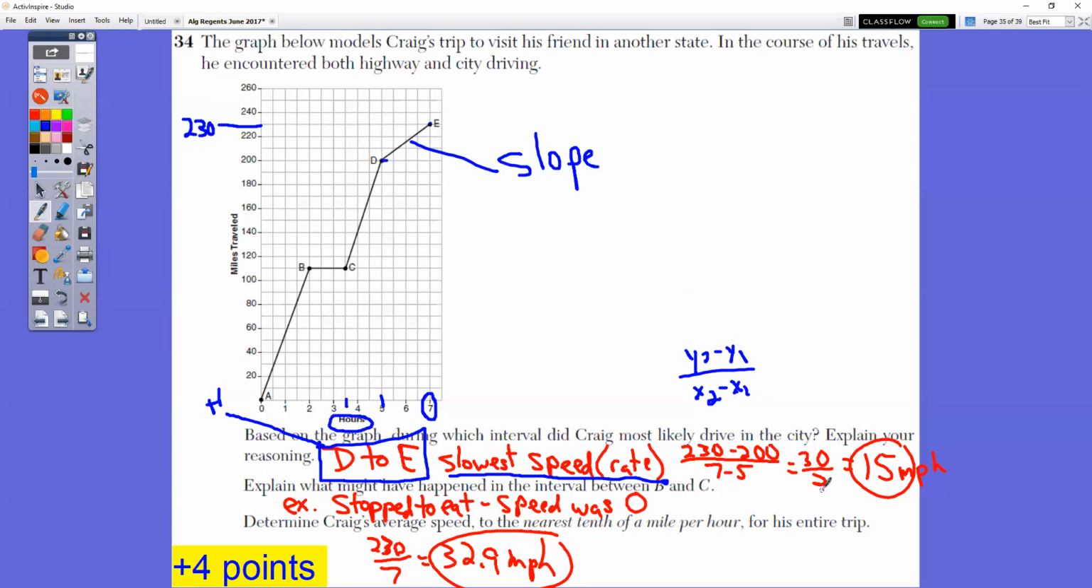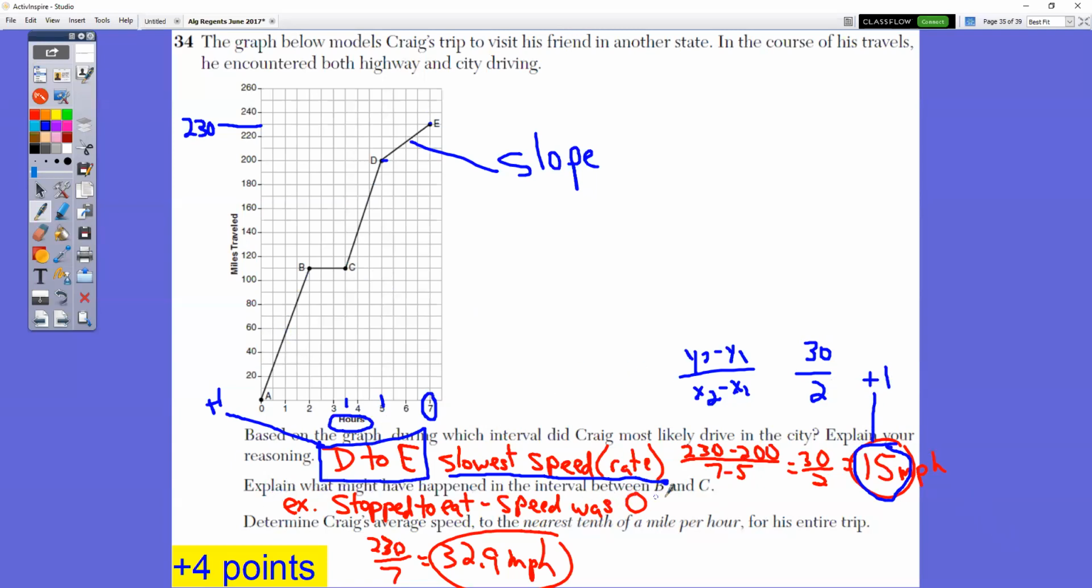And 30 divided by 2, you could just take your total miles, 30, divided by your 2 hours. He's driving around at 15 miles an hour. That makes a lot of sense for driving in the city, all right? Where these other ones do not. So that explanation is worth 1, depending on however you word it.